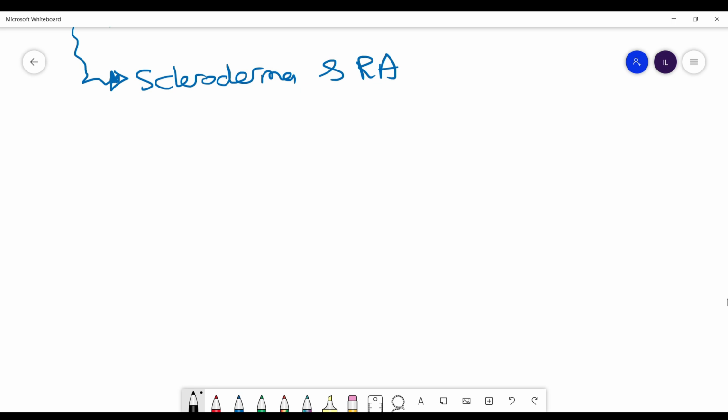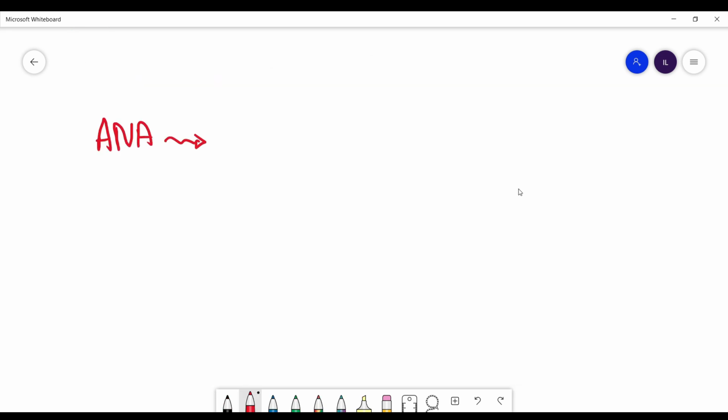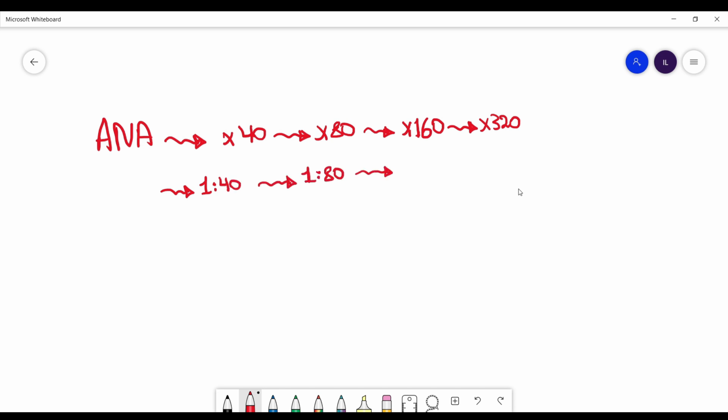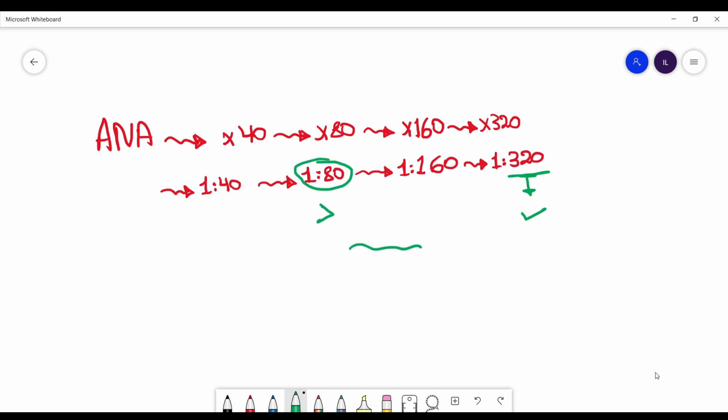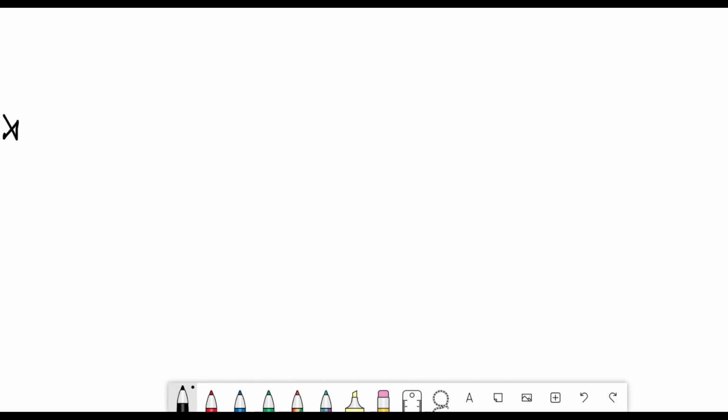Now, what I want you to know is the titer of the ANA. When the ANA is positive in the blood sample, they have to quantitate that by diluting the blood sample 40 times, 80 times, and moving on, doubling every time. Now, this will be reported as a ratio, starting from 1 over 40, and let's here end on 1 over 320. If the patient is positive, let's say with a ratio of 1 over 320, it means that they have the antibodies detected after diluting the blood sample 320 times. Anything above 1 over 80 is considered positive, and this is consistent with an autoimmune process happening in this patient.